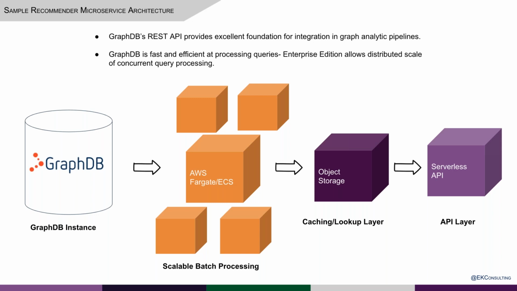We found great success. GraphDB is a champ in this kind of architecture. You can imagine with the horizontal scaling that you're going to get a lot of concurrent requests to GraphDB. We've had great success doing it this way, and GraphDB is excellent at serving up the data we need when we need it.